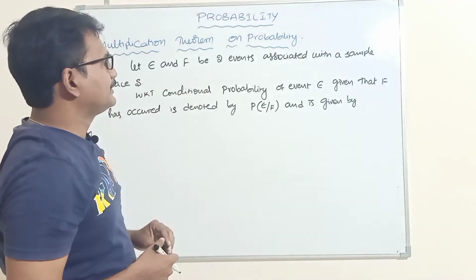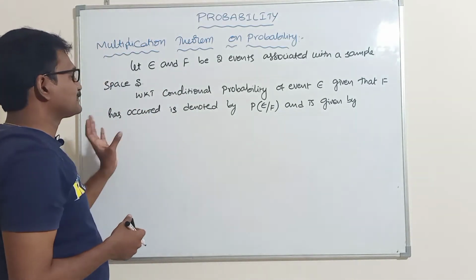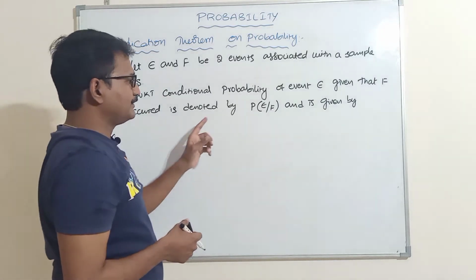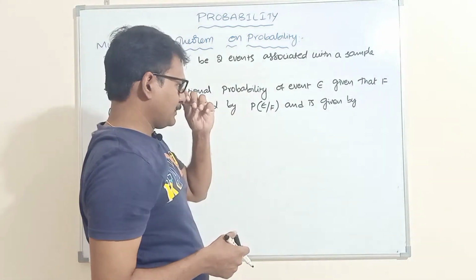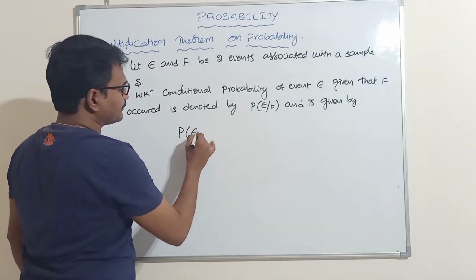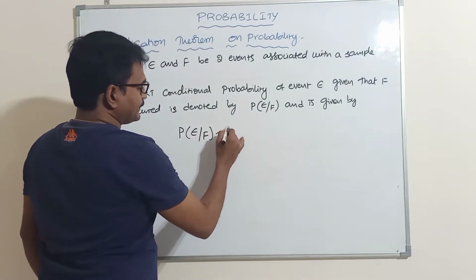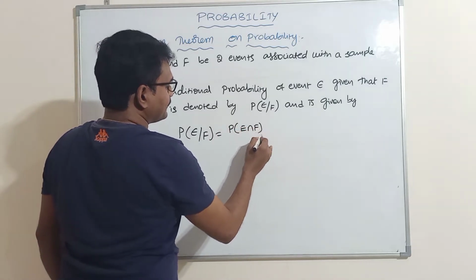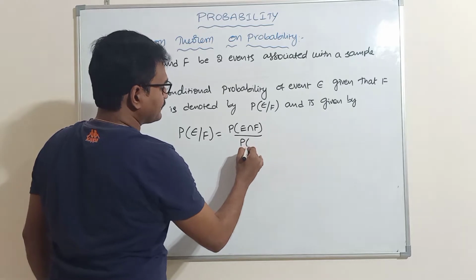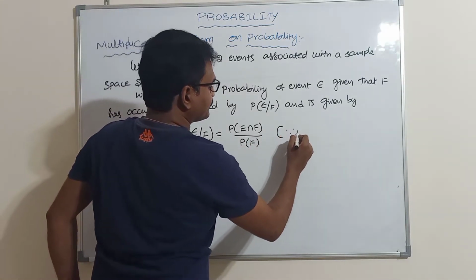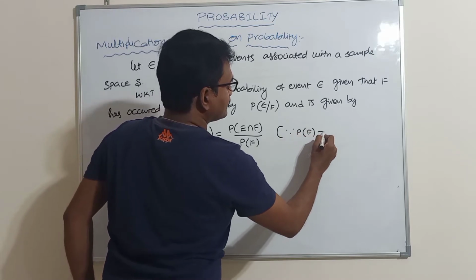Let E and F be any two events associated with a sample space S. We know the conditional probability of an event. This is called conditional probability, P of E given F. What is the formula for P of E given F? It is equal to P of E intersection F by P of F, where P of F should not be equal to 0.